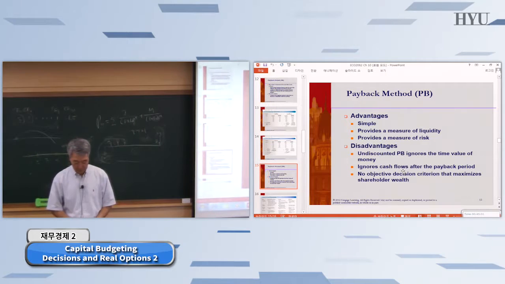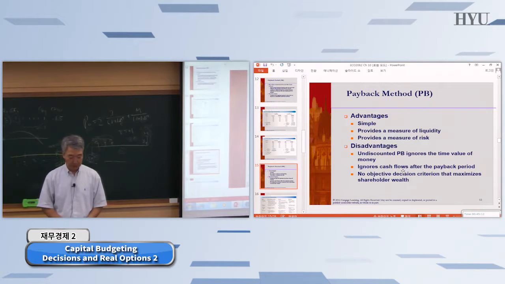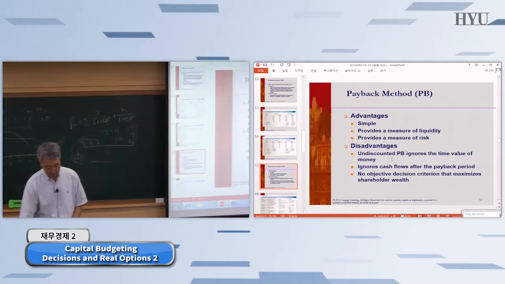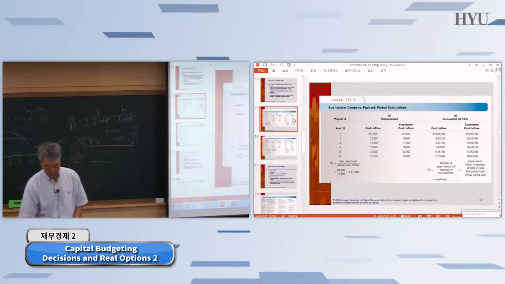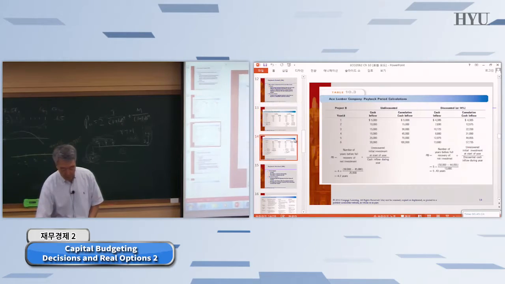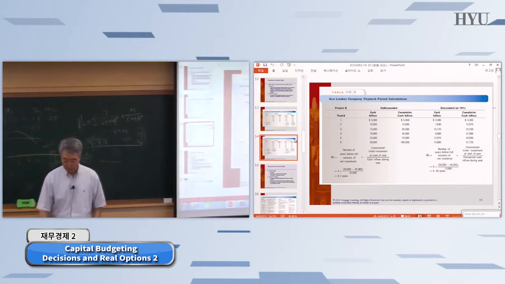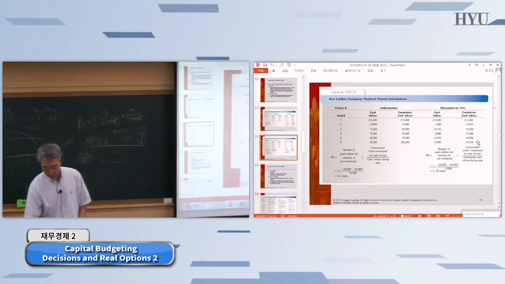All right. Disadvantages. Discounted PB ignores the time value. Undiscounted payback ignores the time value of money, of course. It also ignores cash flows after the payback period. Yes, that's another huge problem. So, when you use a payback period method, all you are interested in is how long it takes to recover your initial investment. So, for example, here, initial investment is recovered between 5th year and 6th year.